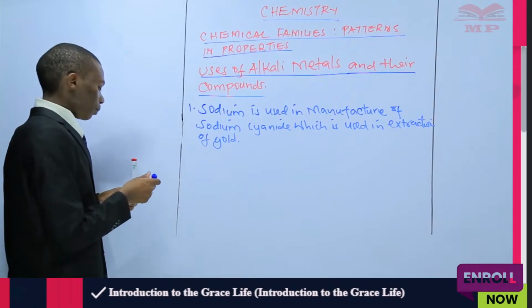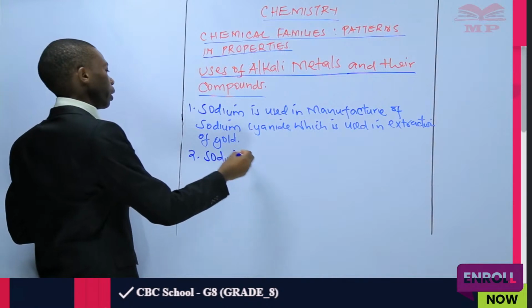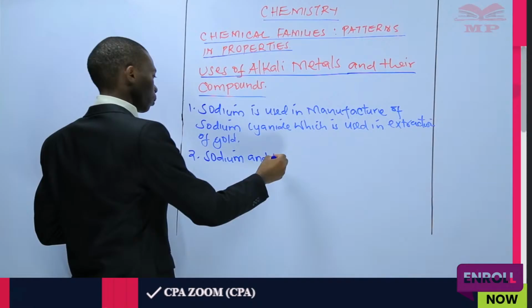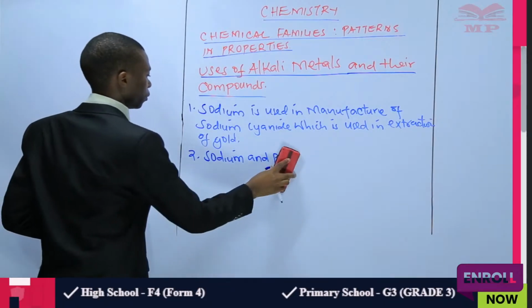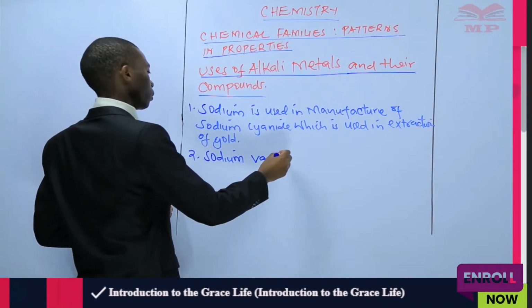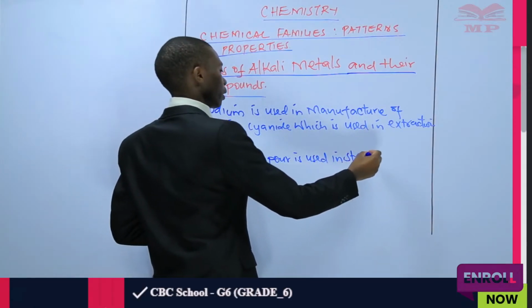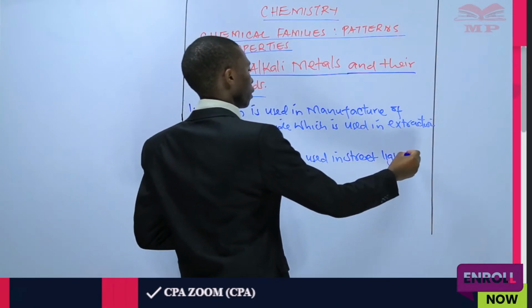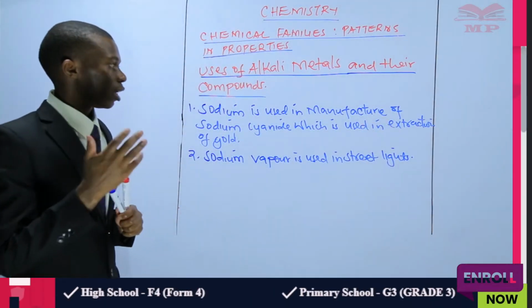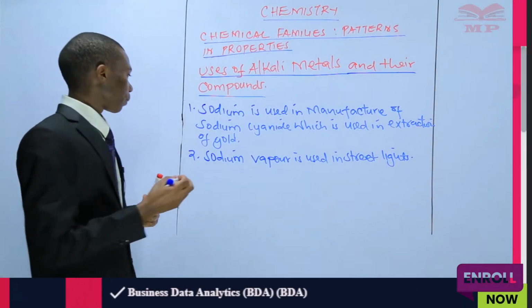Second, sodium and potassium. Sodium vapor is used in street lights. Sodium vapor is used in street lights because of its yellow color, so it's also used in the street lights.